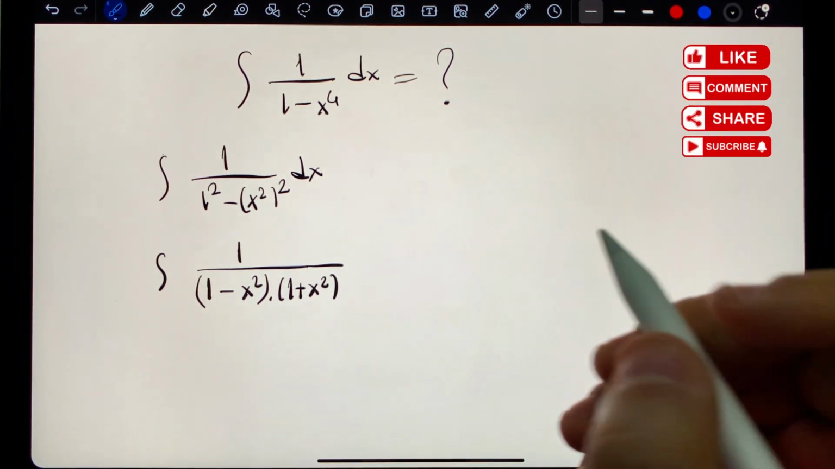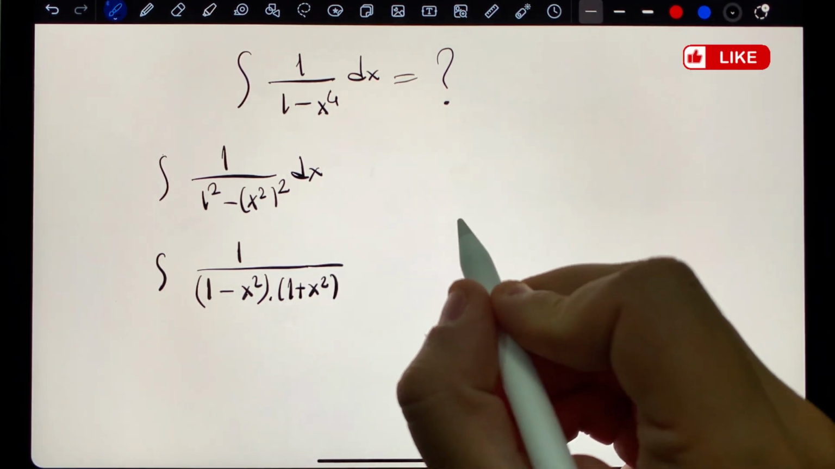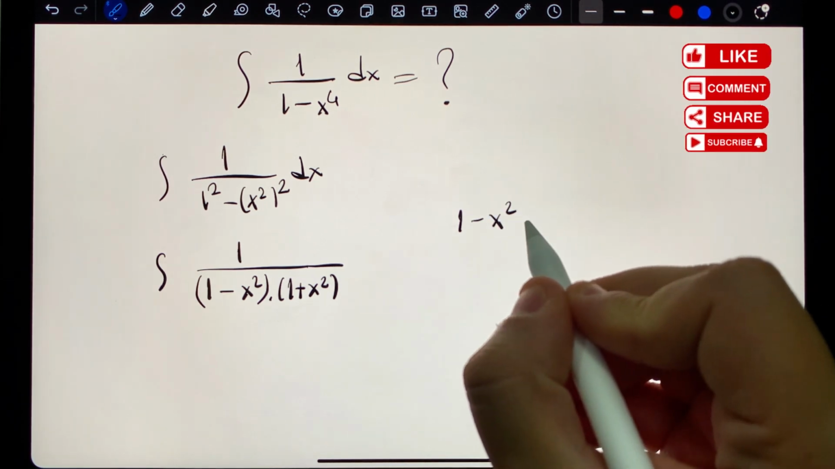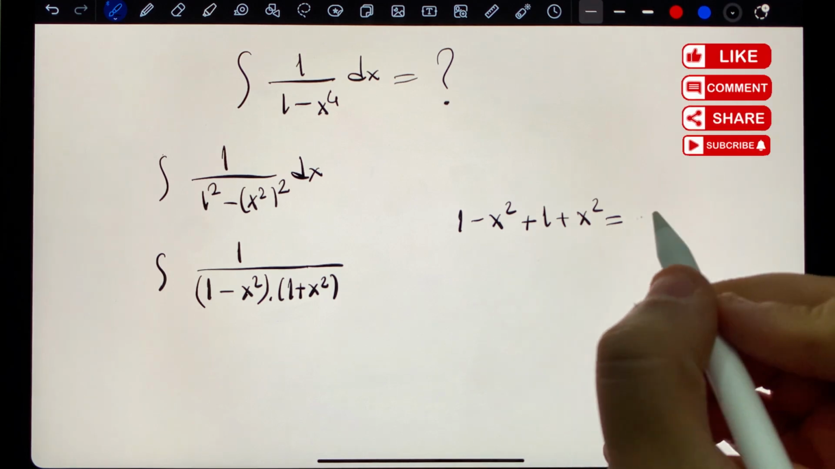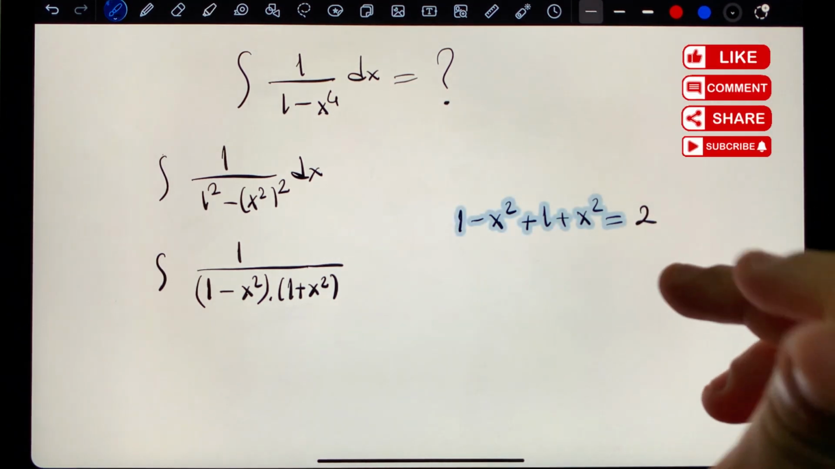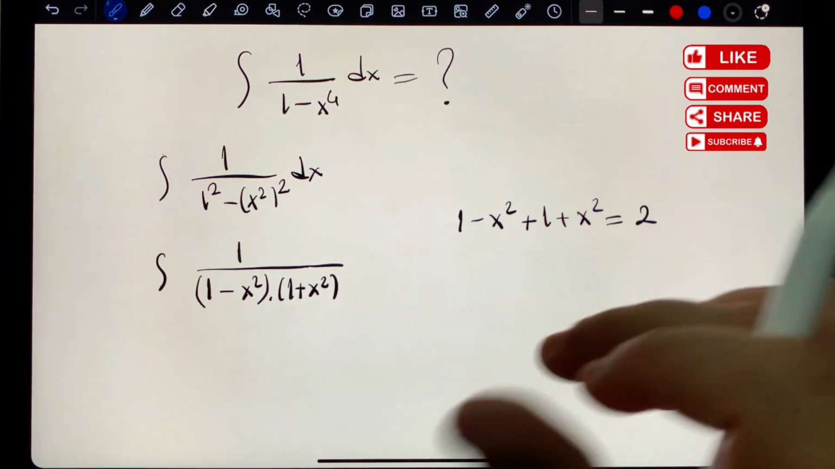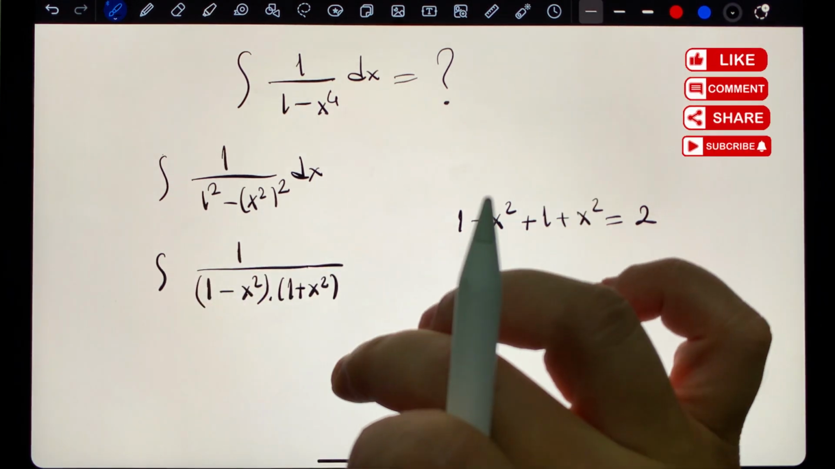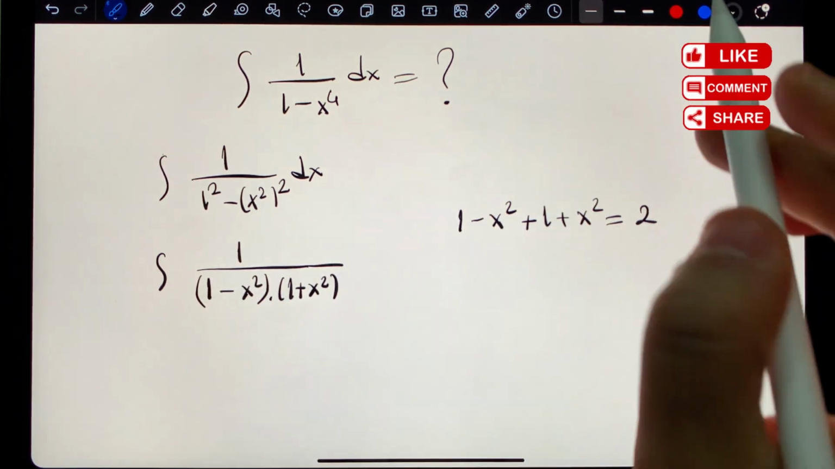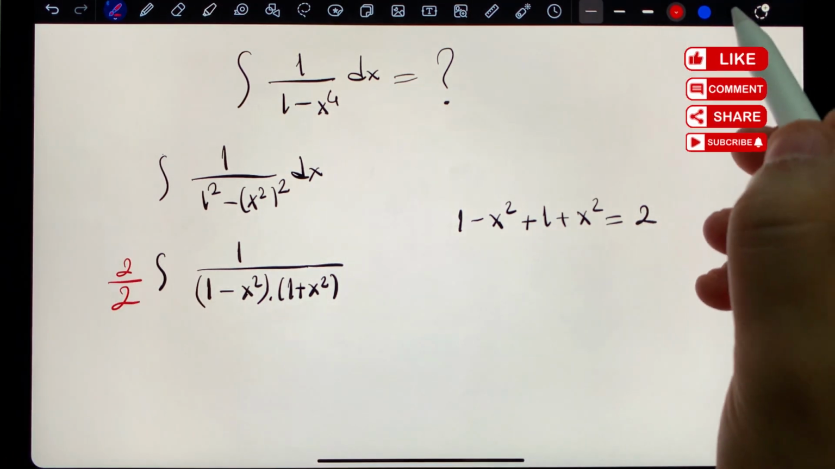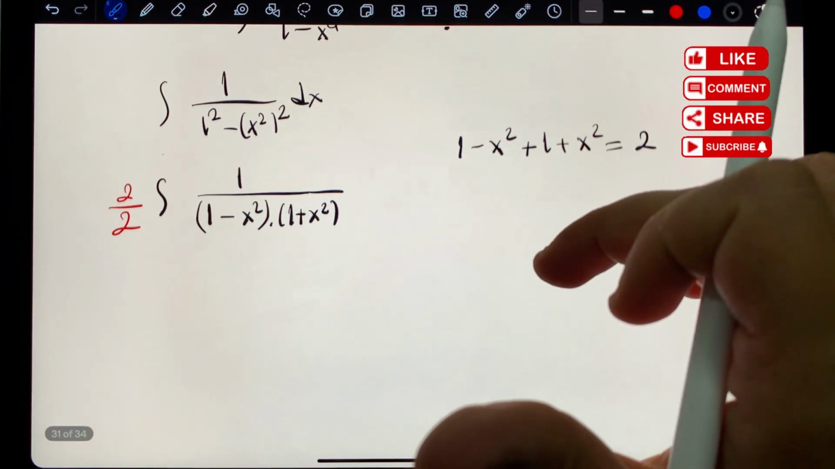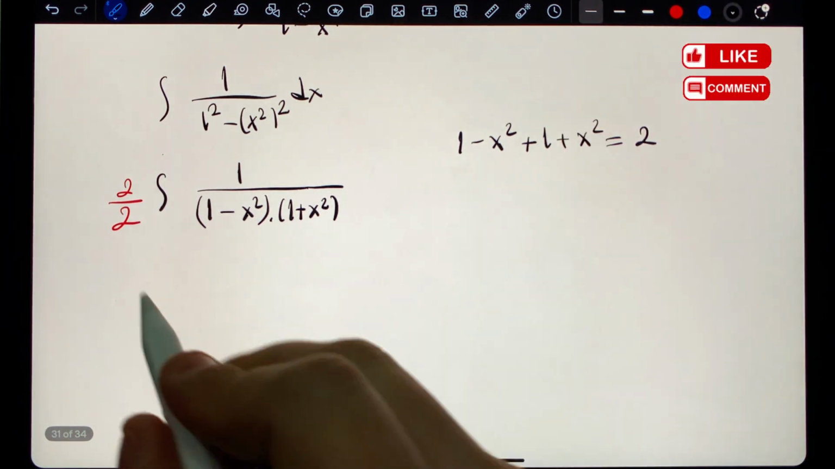Now, what do we know here? We know that the sum of 1 minus x and 1 plus x is 2. Look, I will use this. How will I use it? I will multiply and divide this integral by 2. What do I mean? I say 2 over 2.